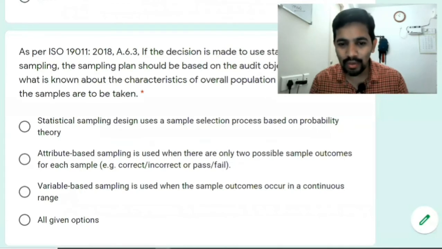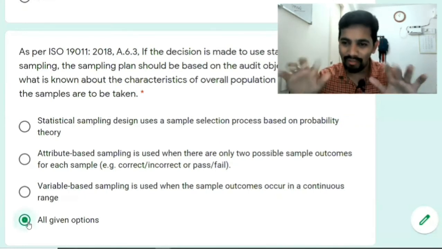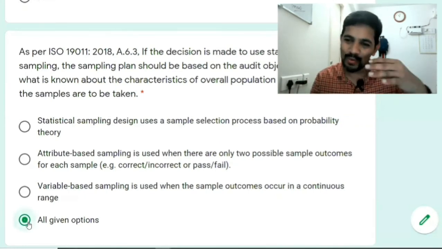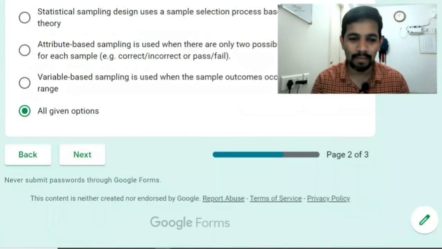Statistical sampling design uses a sample selection based on probability theory, right? Attribute-based sampling is used when there are only two possible sample outcomes for each one, that is correct or incorrect, right? That is called discrete data. And another type is variable data. So among all given options, you go with the probability theory, you go with the discrete, and you have continuous data, that is variable data.